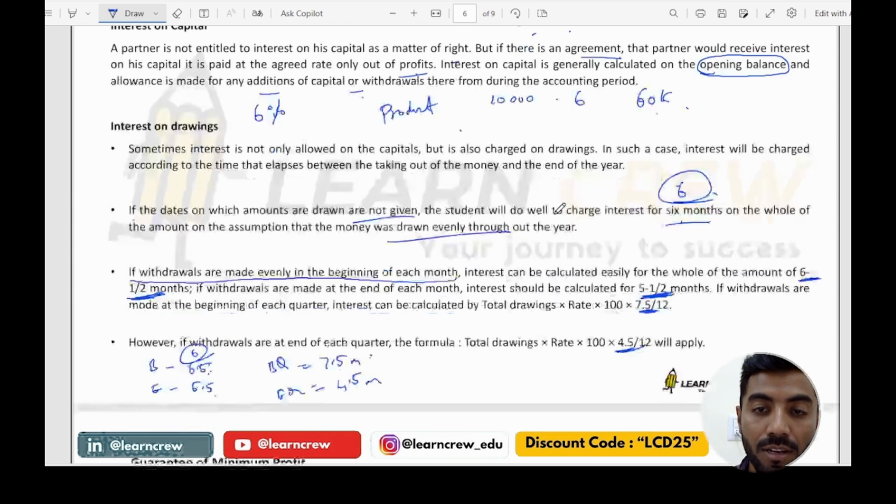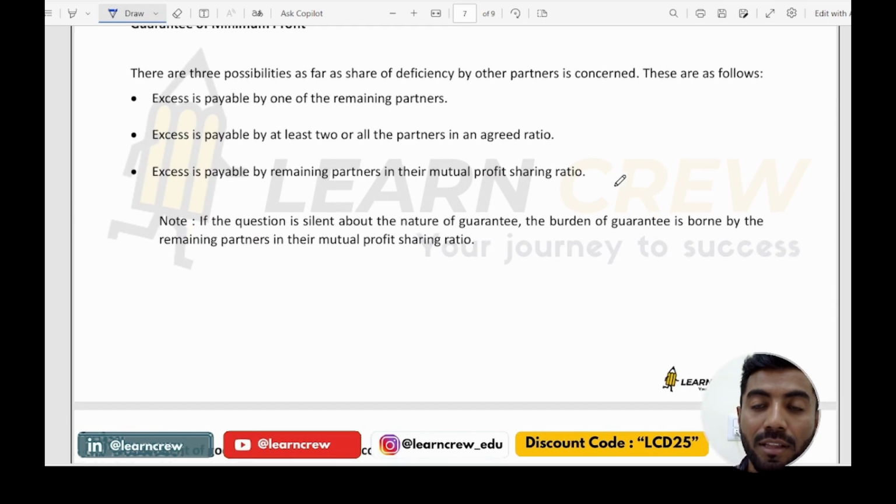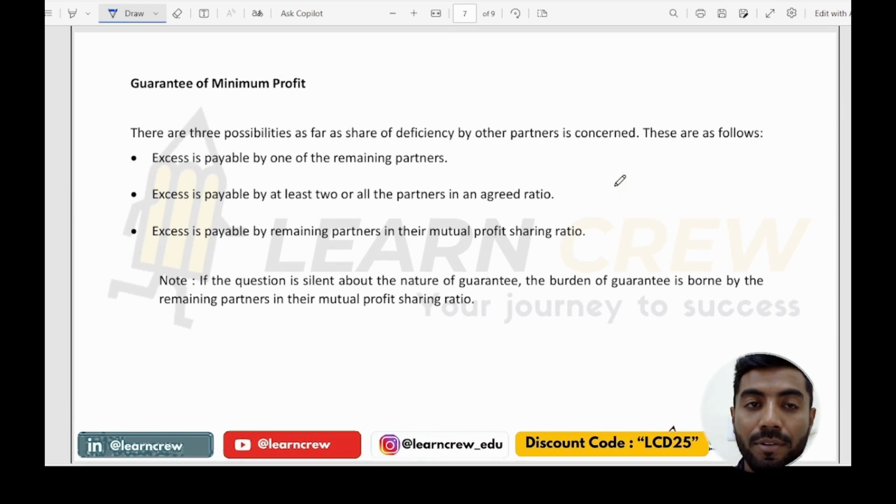Okay, done. Guarantee of minimum profit. Here the agreement might say that a partner should get a minimum profit, say 1 lakh. So whatever the profit of the firm, it doesn't matter; the partner has to get 1 lakh.